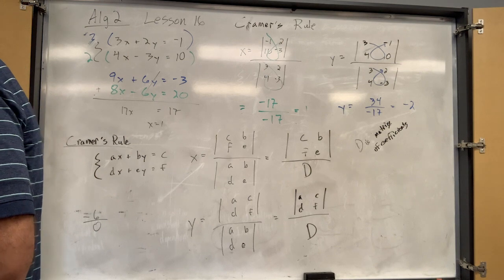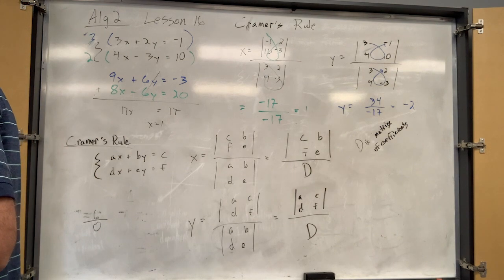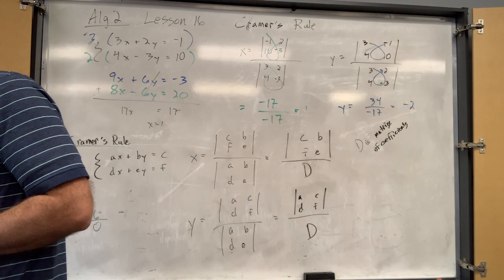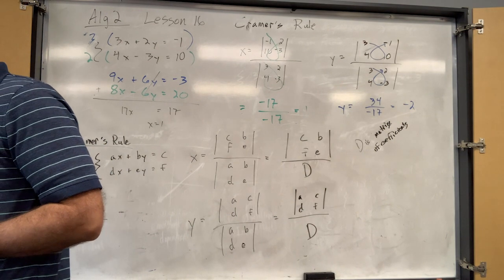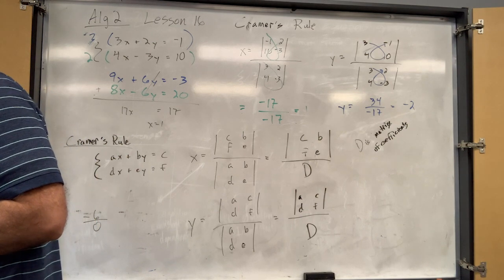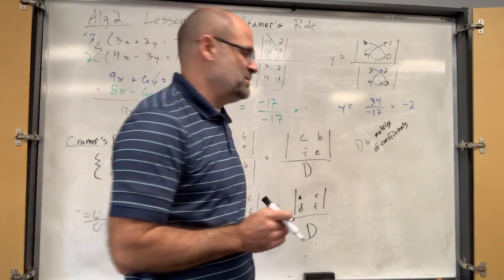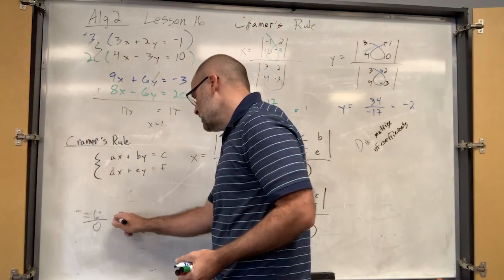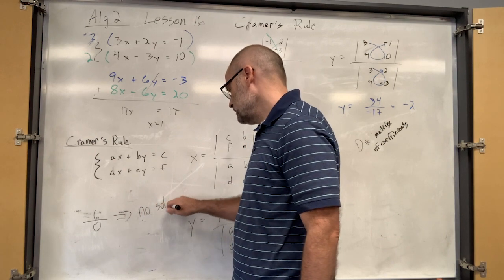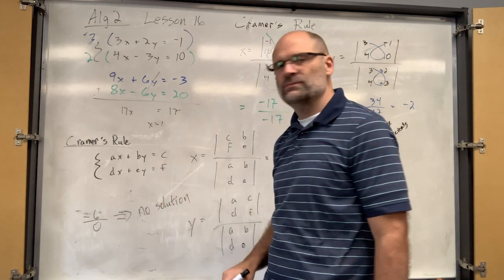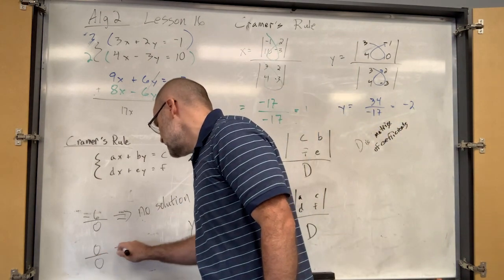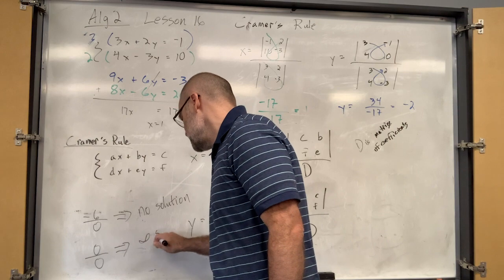Okay? But if you get 0 over 0, then you have not just the coefficient matrix equal to 0, but you have everything else equal to 0, and that means it's an infinite solution. So this would determine no solution. Okay, so parallel lines. This would determine infinite solutions.